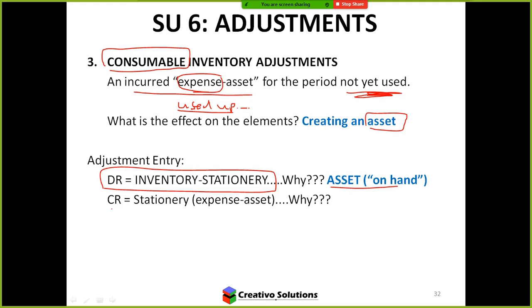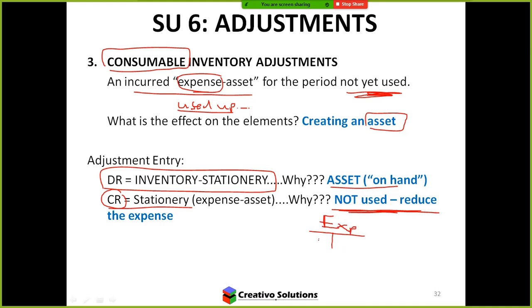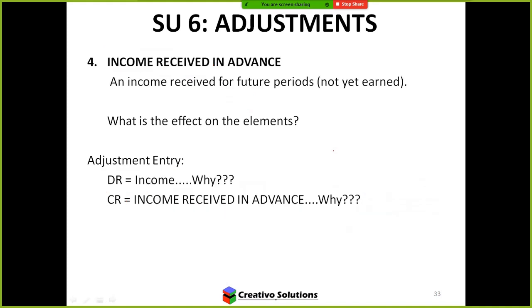Good. Why do we credit the stationery? Here's the understanding. If you have the understanding, you don't need to study it. Because you didn't use it. I haven't used all of it, so I need to reduce it. Reducing the expense means I have to credit the expense, because my rule says an expense account has a plus on this side and a minus on that side. I am reducing my expense because I haven't used all of it. I can't show the full amount if I haven't used it all. Happy? Good.